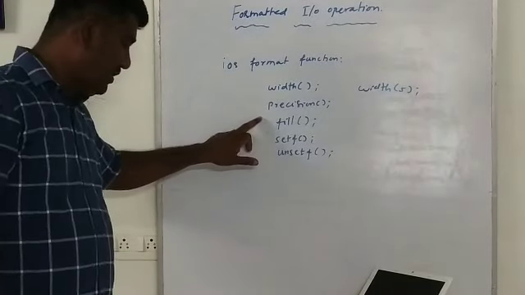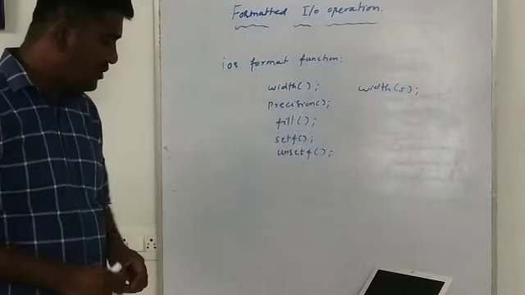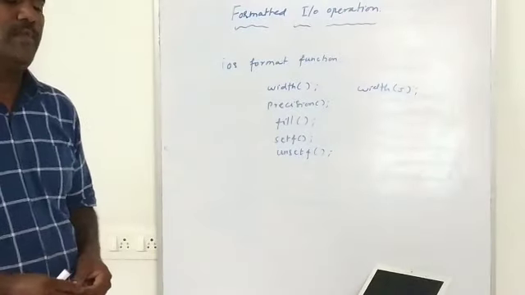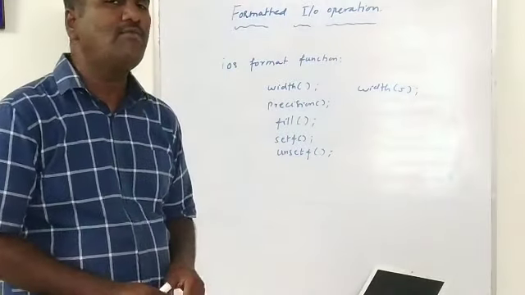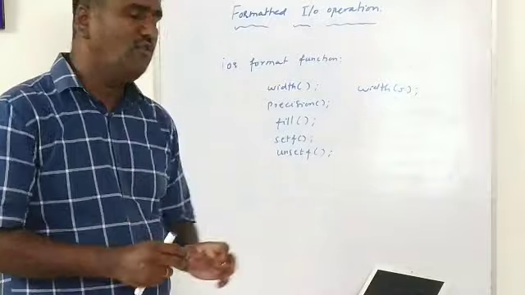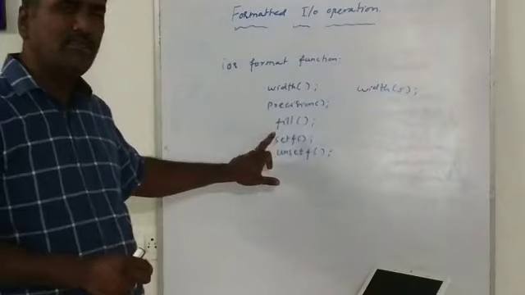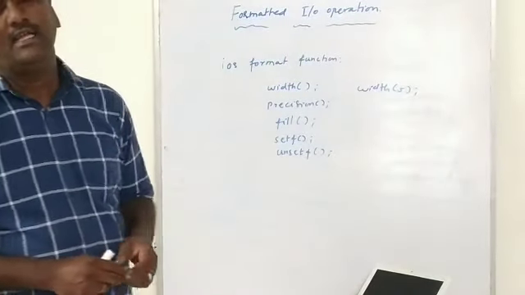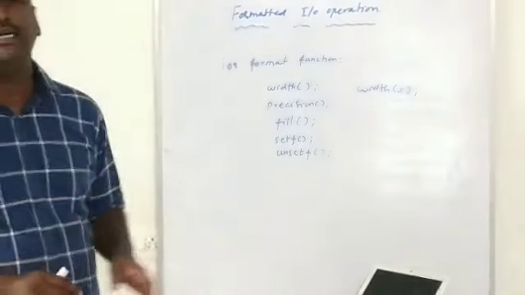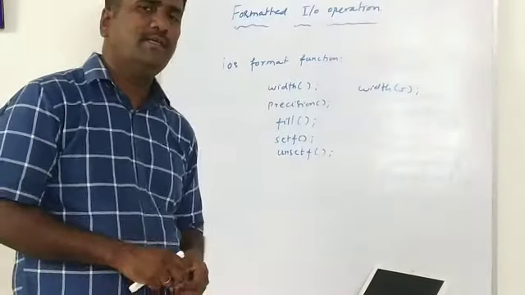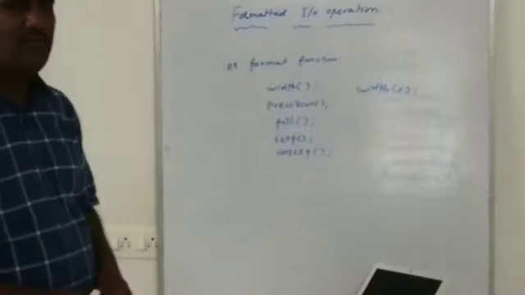Next, the setf function. The setf function specifies the format flag, which controls the form of output, that is, the format of the output. Setf means set flags. The flags are present in the ios format. Next, unsetf is nothing but clear; it clears the format you already specified in the ios flag. So these are the ios format functions.